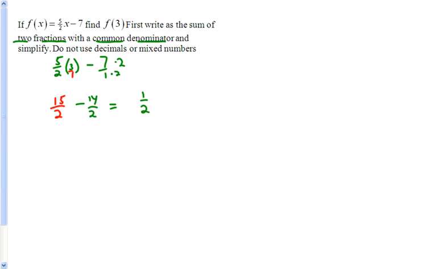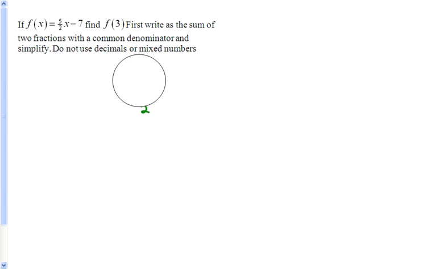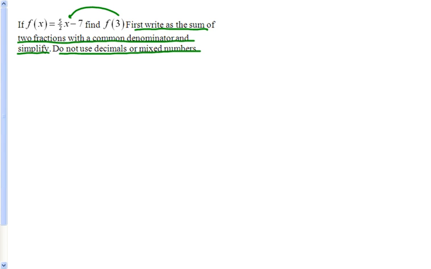Let's do that again. It says write as the sum of two fractions with a common denominator and simplify. Do not use decimals or mixed numbers. When I plug a 3 in here, that's a 3 over 1, so that's going to be 15 over 2 minus 7 over 1. Now to make that be a common denominator, I'm going to say times 2 times 2, which becomes 15 over 2 minus 14 over 2, which is 1 over 2.